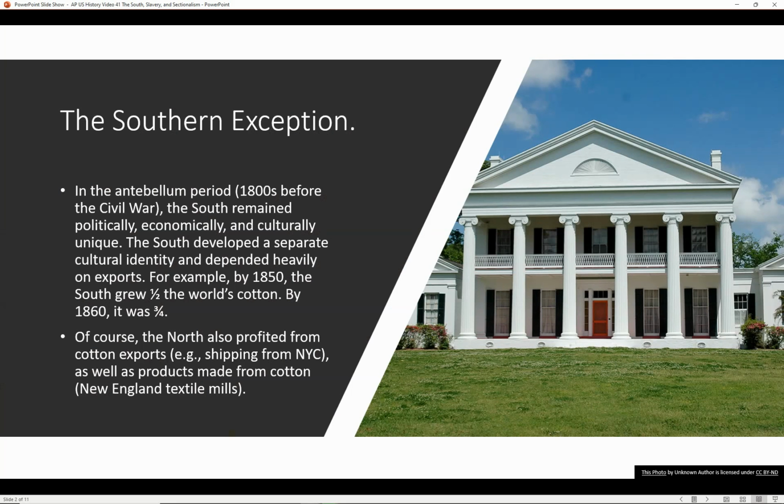All right, let's go. The Southern exception. In the antebellum period, that is the 1800s before the Civil War, the South remained politically, economically, and culturally unique. The South developed a separate cultural identity and depended heavily on exports. For example, by 1850, the South grew half the world's cotton, and by 1860, it was 3/4 of the world's cotton. Of course, the North also profited from cotton exports, for example, shipping out of cities such as New York City, as well as products made from cotton, such as products made in New England textile mills. So the North also profited from the cotton trade.